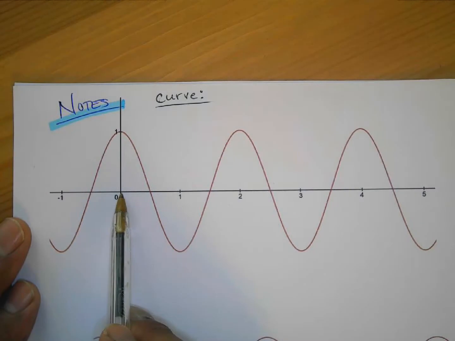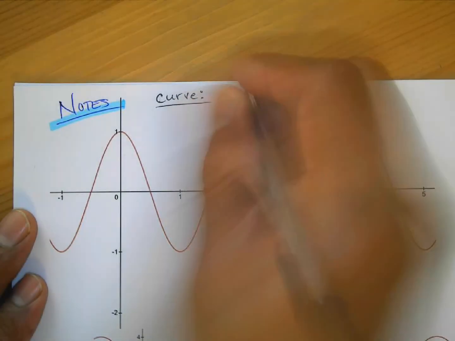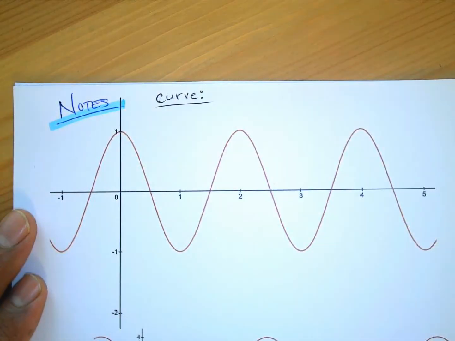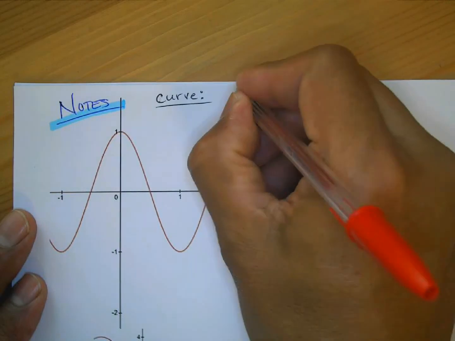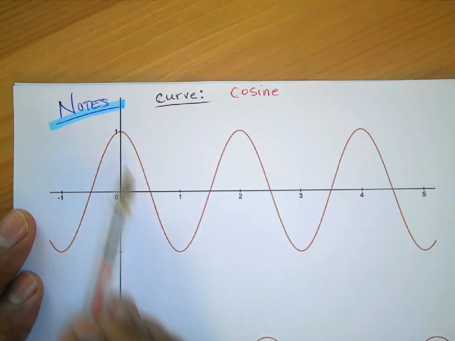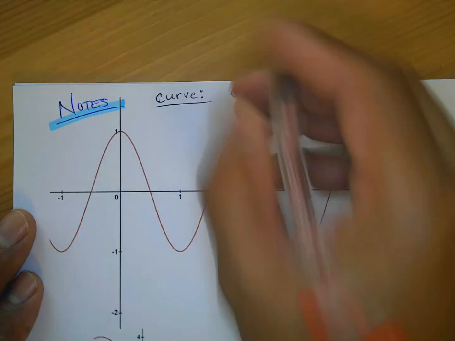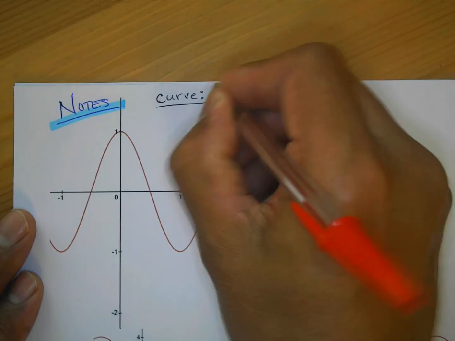Well, it's not going through 0, 0. Remember, sine goes through 0, 0. So this is obviously a cosine curve. But you also have to determine if it's positive or negative. Well, if it starts on the positive side, it's a positive cosine.